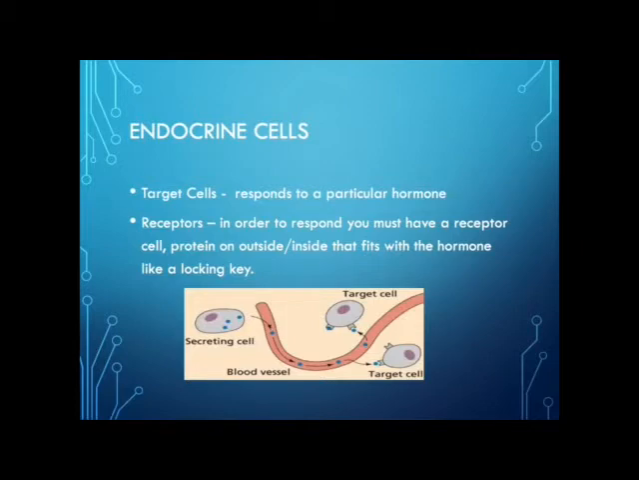Endocrine cells. Target cells respond to a particular hormone. Receptors. In order to respond, you must have a receptor, a protein on the inside or outside of the cell that fits with the hormone, like a lock and key.